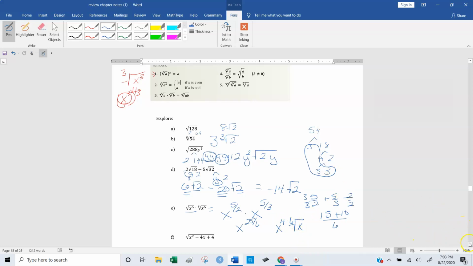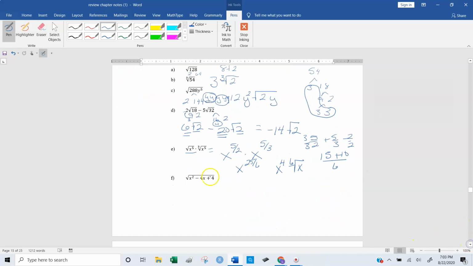Now, I really want to know what you did on this last one. I'm hoping that you recognized that this was a perfect square. So that is x minus 2 quantity squared, and you were taking the square root of that. Well, the square root of x minus 2 squared is x minus 2. Technically, that's in absolute values because you have a square on the inside. Nicely done.